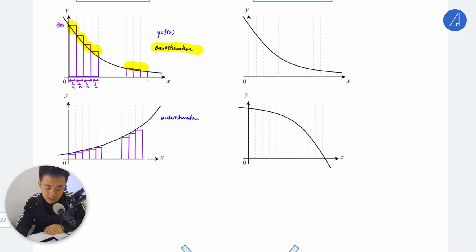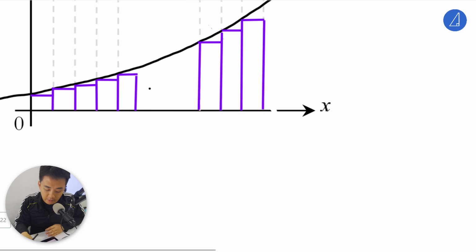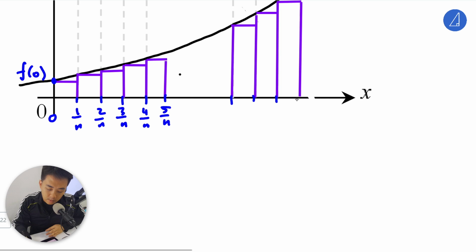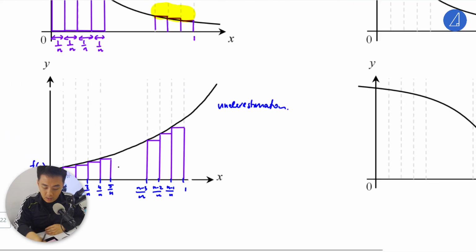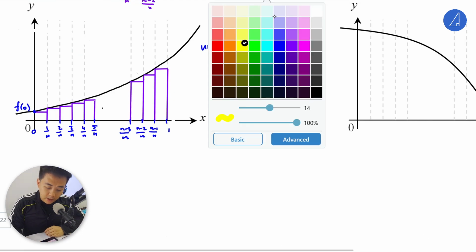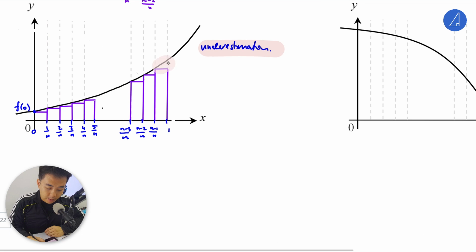Similarly, the first height here is f(0), which is 0. This is 1 over n, this is 2 over n, up to n minus 1 over n. There you go. You know that this is an underestimation because of the missing area here, the region where you didn't account for.